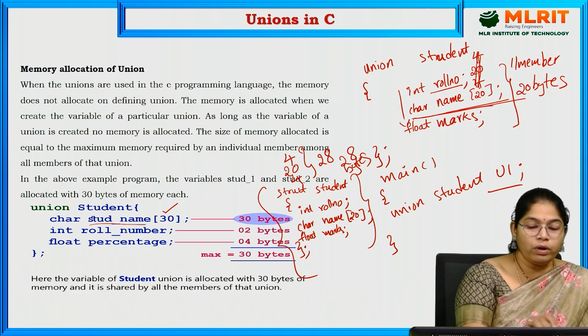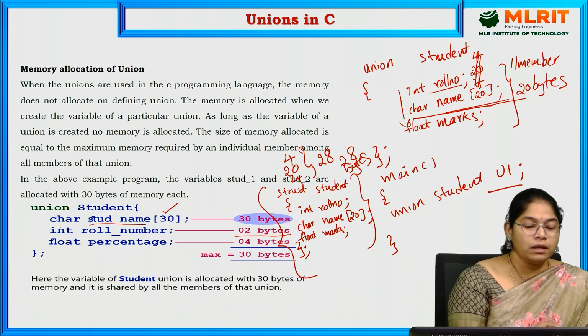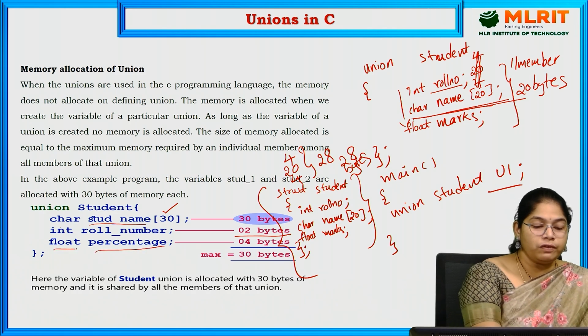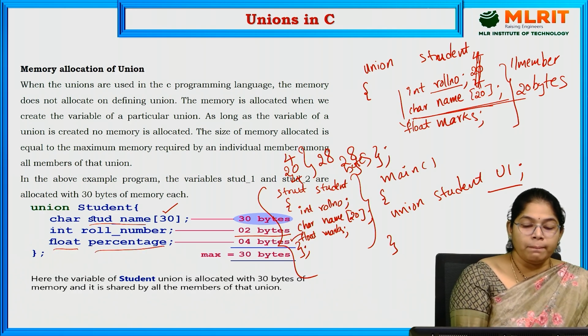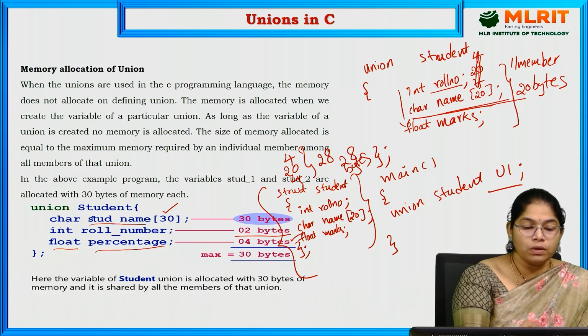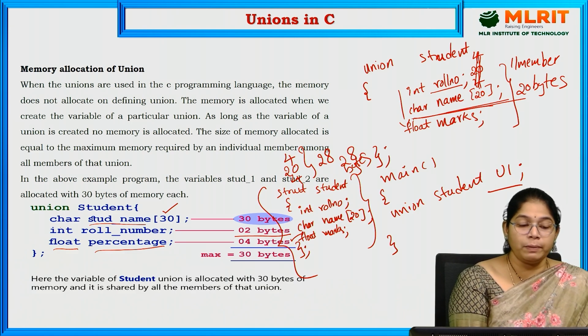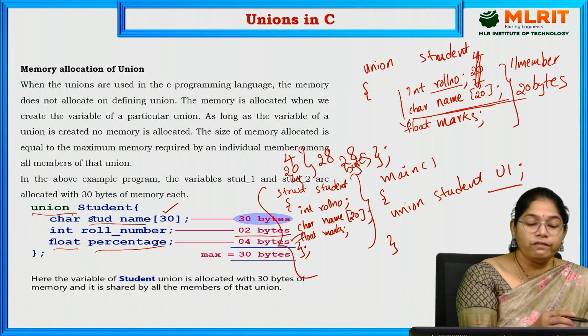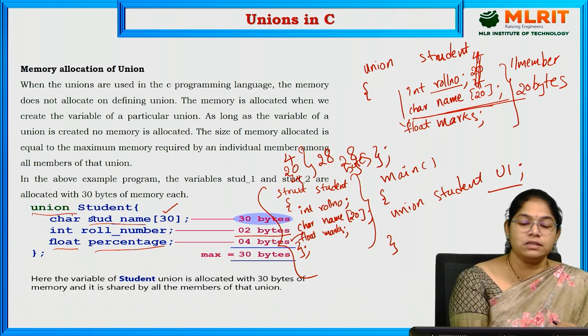Then int roll number, it is of 2 bytes. Then percentage, which is a float, so 4 bytes of memory. But in total, if it is a structure, it will take 36 bytes of memory. But in the union, the member having the highest size will be allocated, and that will be shared by all the members of the union.